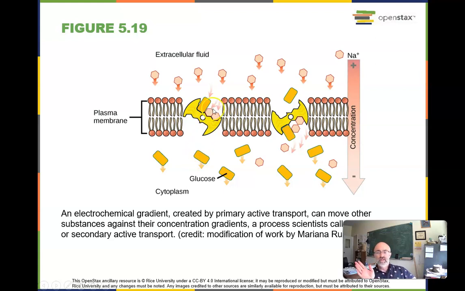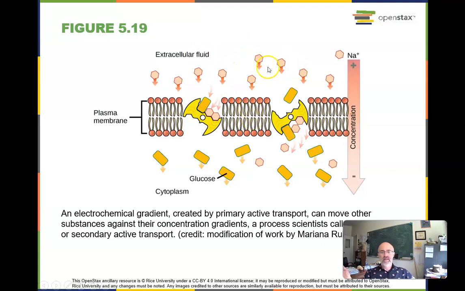The energy that stimulates the movement of glucose, in this case, into the cell from the extracellular side to the cytoplasmic side, is actually the movement of these other molecules. And this gradient, electrical chemical gradient, is caused by active transport. So the cell uses energy to pump these charged particles outside of the cell. They're pumped against their concentration gradient. They build up outside. What do they want to do? They want to get inside.